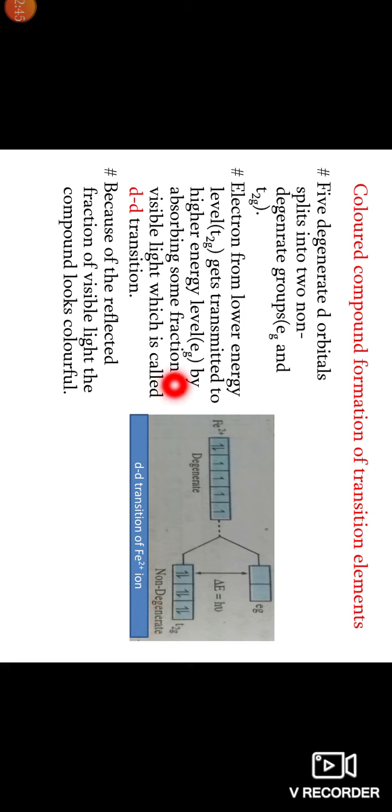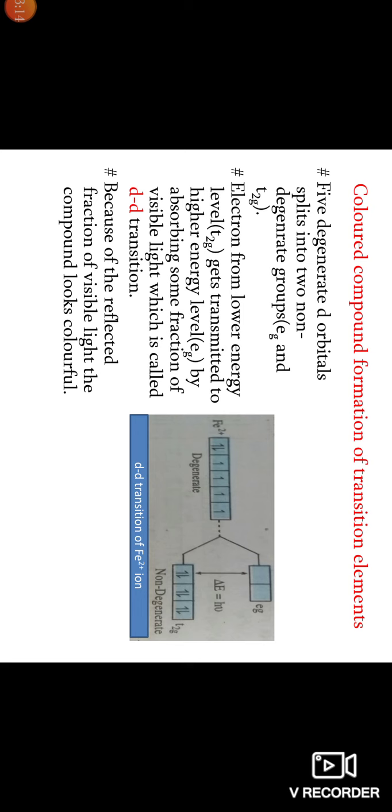When light falls on this type of compound, an electron from a lower energy orbital will absorb a fraction of the visible light and will jump to the higher energy level. In visible light there are seven colors, we know.